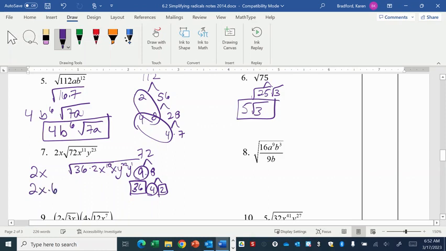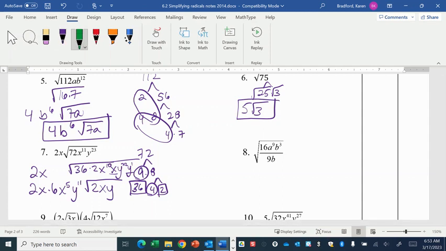Okay, so when this 36 comes out, it comes out as a 6, and it's going to multiply with whatever's left outside, or is already outside. The 2 stays inside. X to the 10th becomes x to the 5th. Y to the 22nd becomes y to the 11th. And we have an x left over, and we have a y left over on the inside.